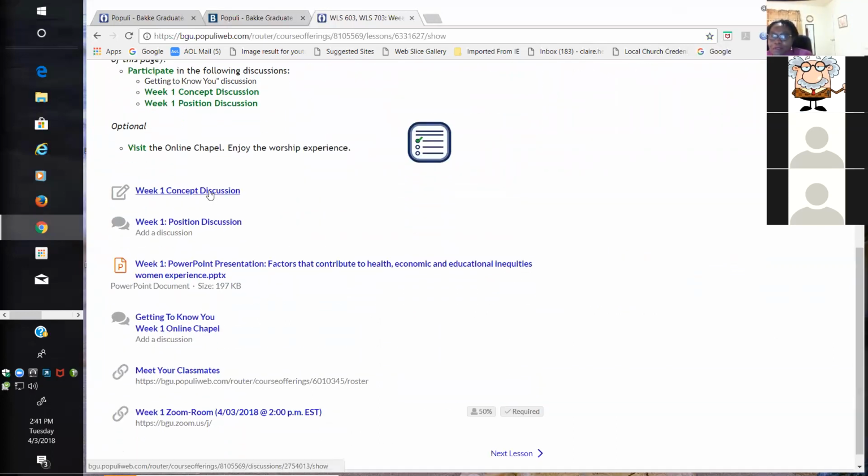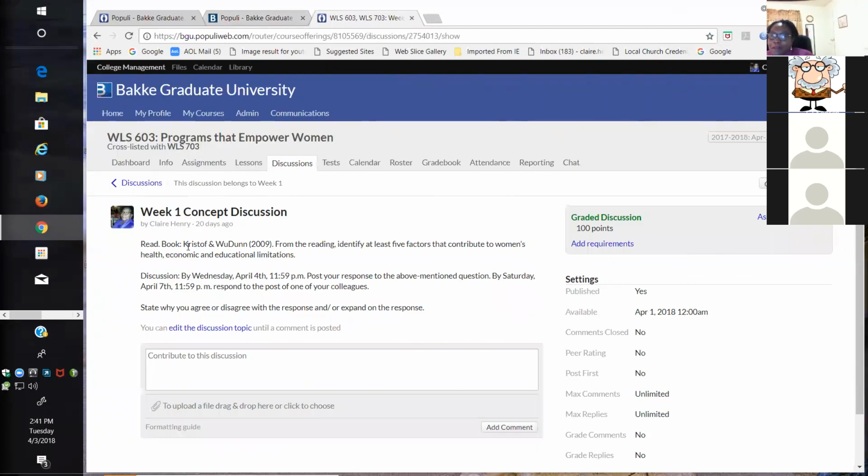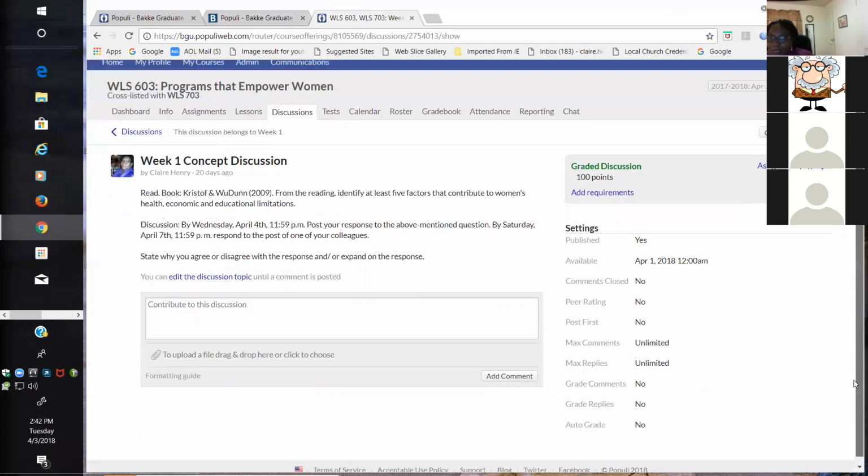You have this concept discussion, and this comes out of the reading. It says, from the reading, identify at least 5 factors that contribute to women's health, economic, and educational limitations. And then by tomorrow midnight, or 11:59 to be exact, you will put your response, and then both you and Galina will respond to each other's observation. So that's the first one on the text.